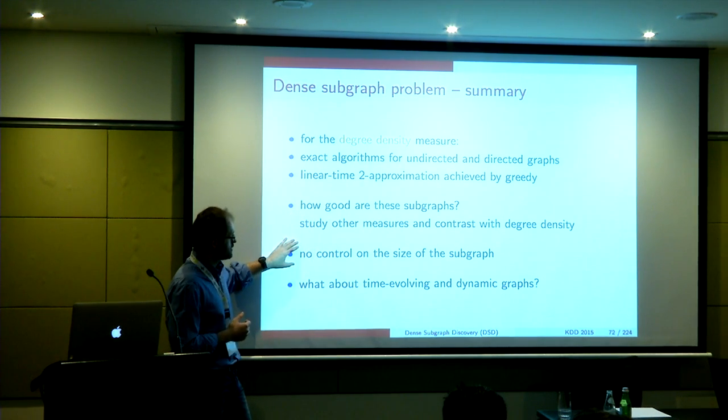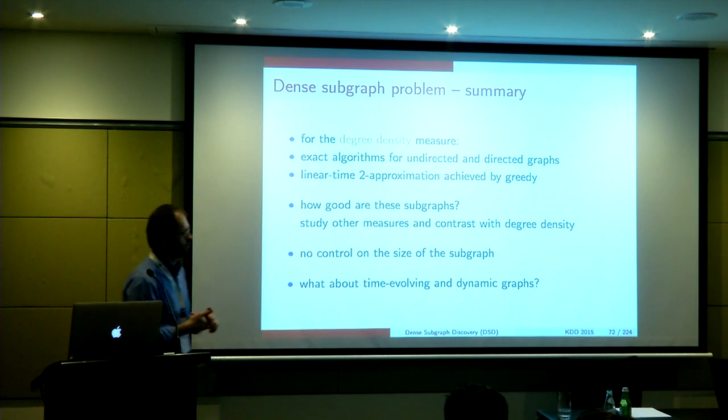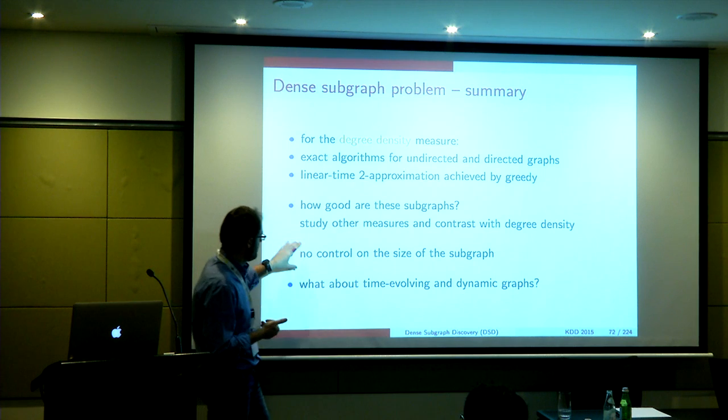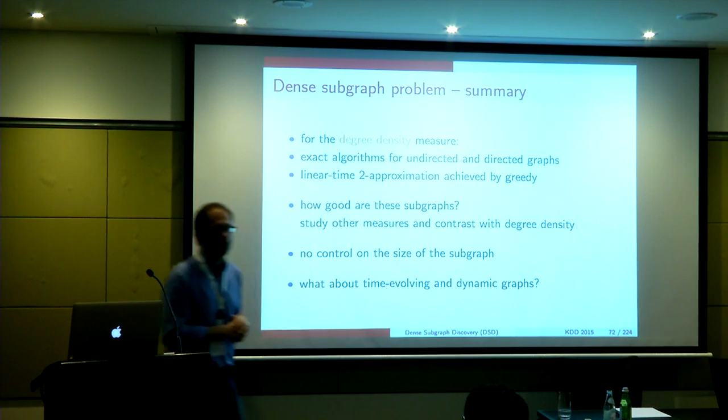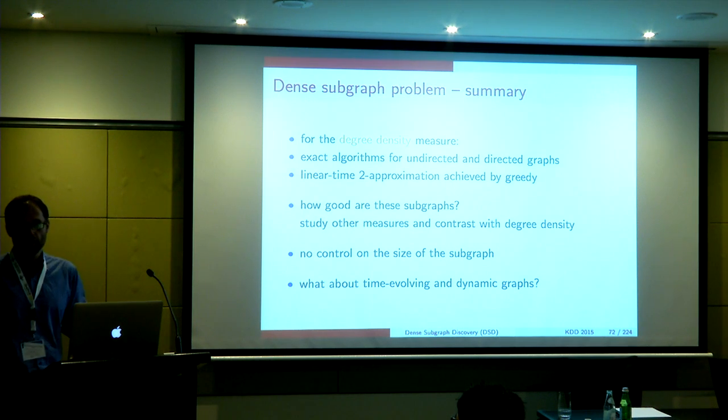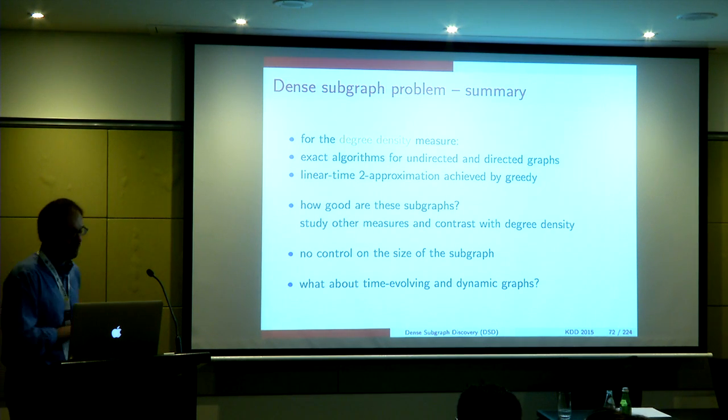Another interesting thing, as you already asked, is that this is for returning one dense subgraph, not all. But also notice that I don't have any control over the size. If I tell you, find me a subgraph of size 100, I don't know how to do that, because this method just gives me one with no constraint on the size. So this is also something that Babis will talk about.